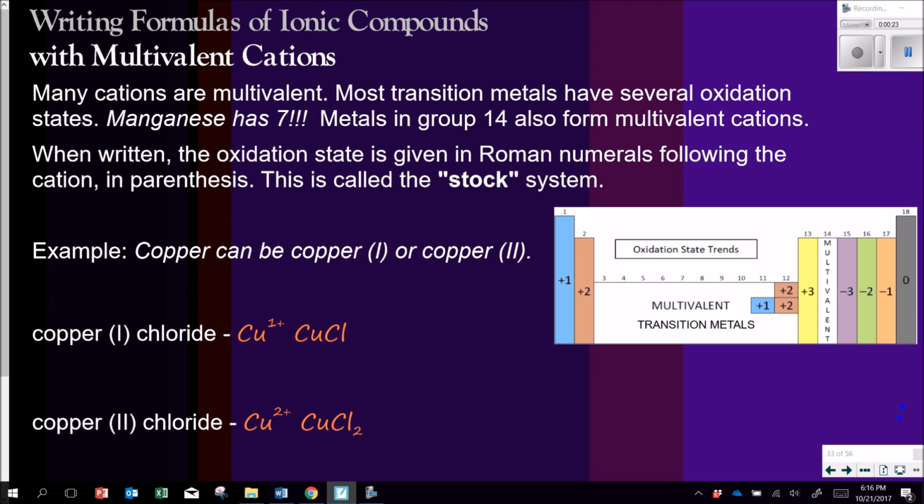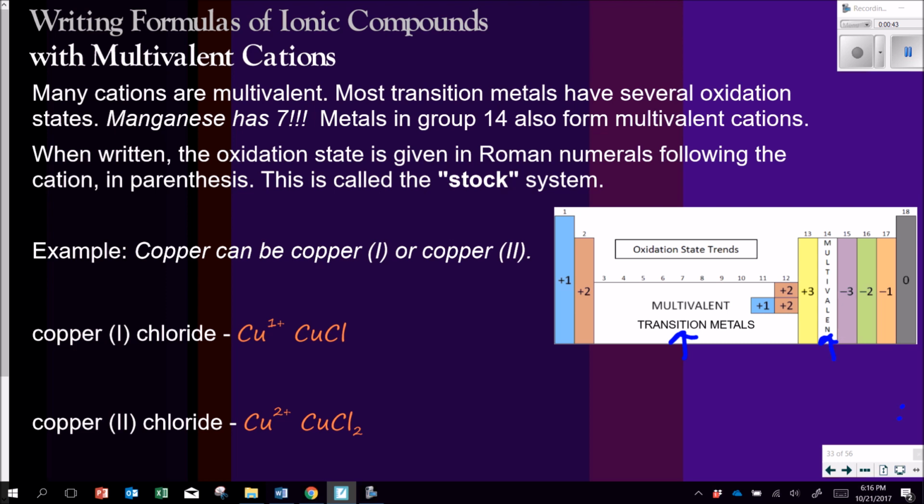Many cations are multivalent. Most transition metals have several oxidation states. Manganese can have up to 7. The metals in group 14 also form multivalent cations. So here they are here and over here in group 14.